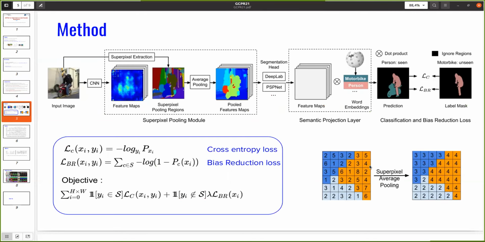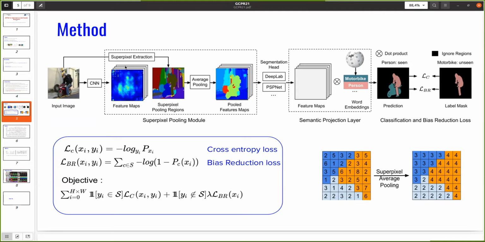Let's talk about the method. In this part, we show you our architecture. So we have the input image where, in this case, motorbike is the unseen class and person is the seen class. This image goes through a CNN, which can be any segmentation backbone, such as DeepLab v3 or PSPNet. After this image goes through the CNN model, we get the feature maps. At the same time, we also extract superpixels from the image. We use different superpixel methods, including COB, which is convolutional oriented boundaries, or the SLIC method, which is an unsupervised method.